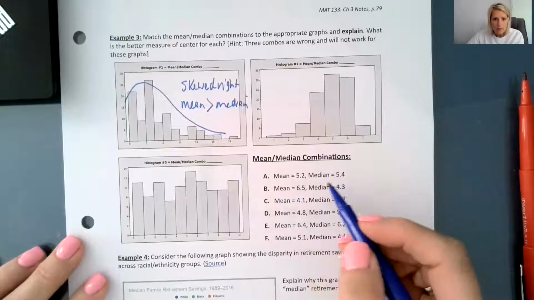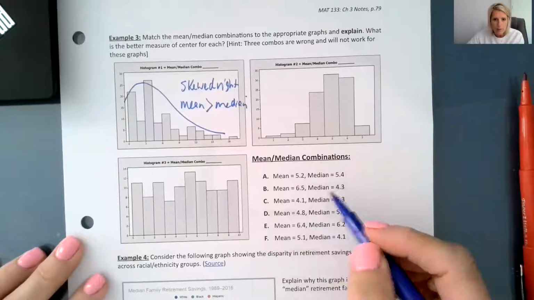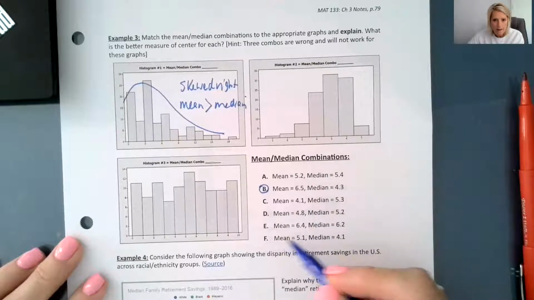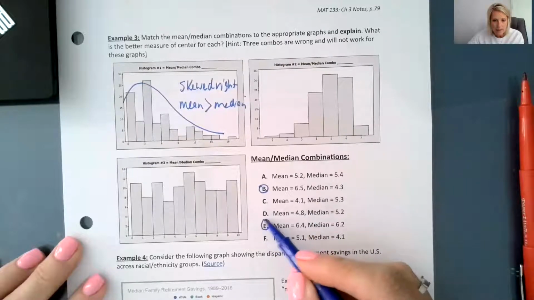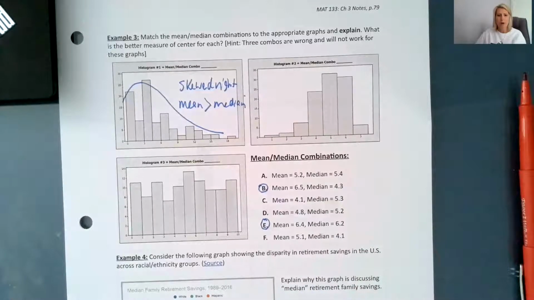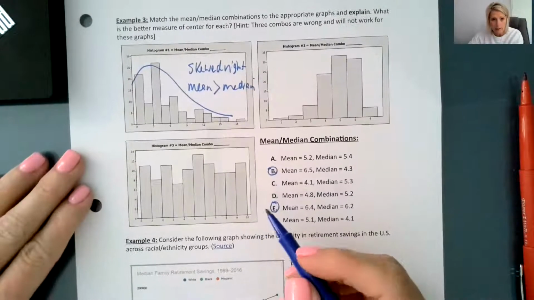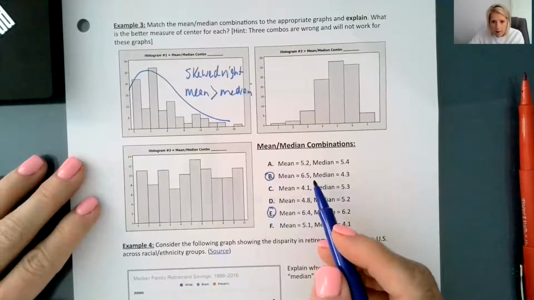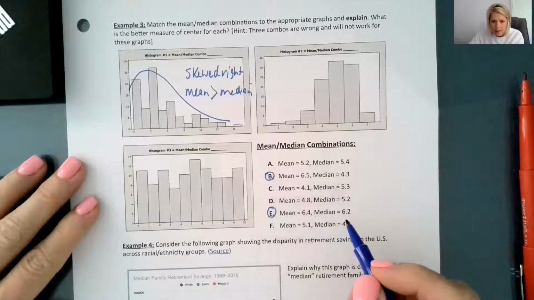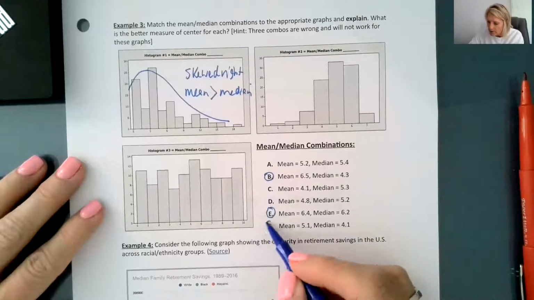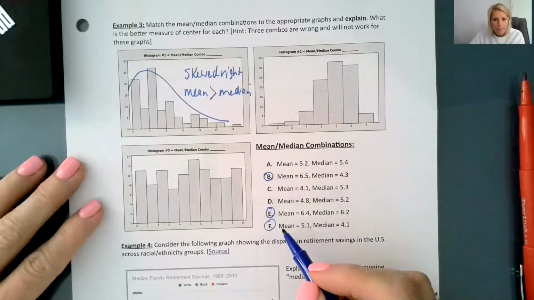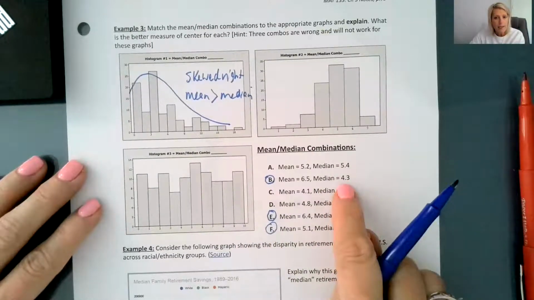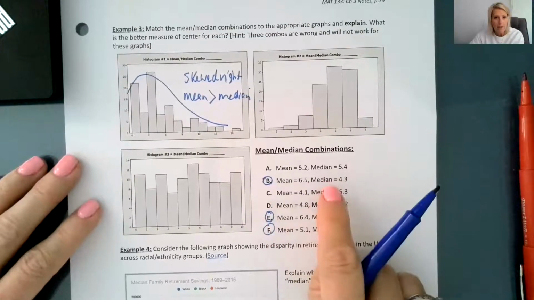So let's look and see which ones where that's true, where the mean is greater than the median. So B is a possibility. And E is a possibility. Okay, so how do we choose which one is the better choice here? Well, 6.4 and 6.2 are actually pretty close together. Oh, F is also a possibility. But I'm going to say, let's look at the median, because the median is where half of the data is above and half is below.